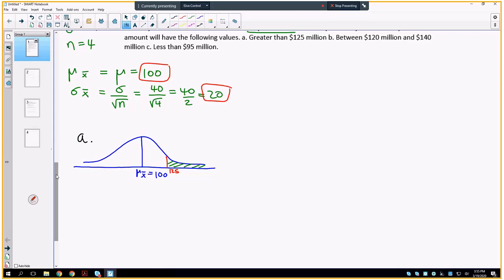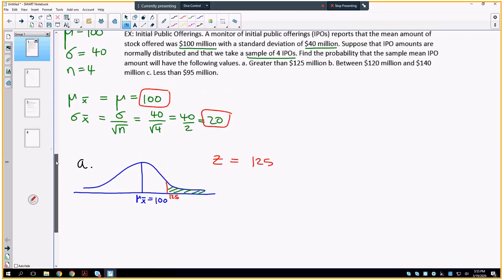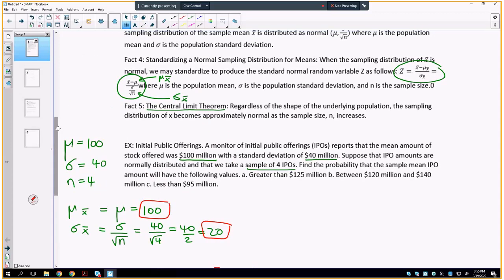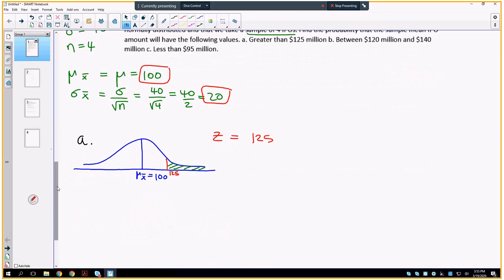So let's talk about a z-score for 125. So we have 125, which is going to take the place of x bar in our formula here. And we have a mu x bar, so we can subtract mu x bar and divide by sigma x bar. So we subtracted the mean of the sampling distribution, we divide by the standard deviation of the sampling distribution, and we find a z-score of 1.25.